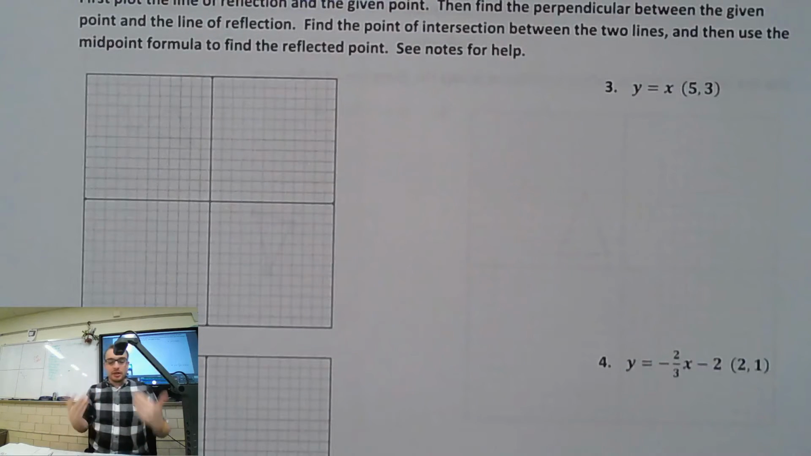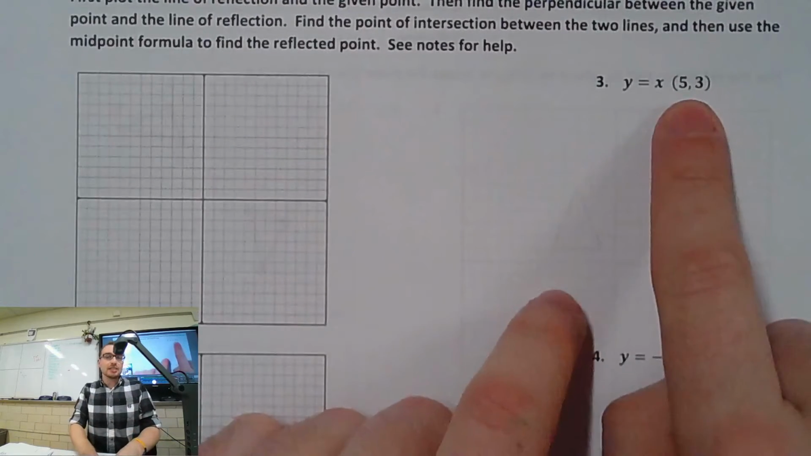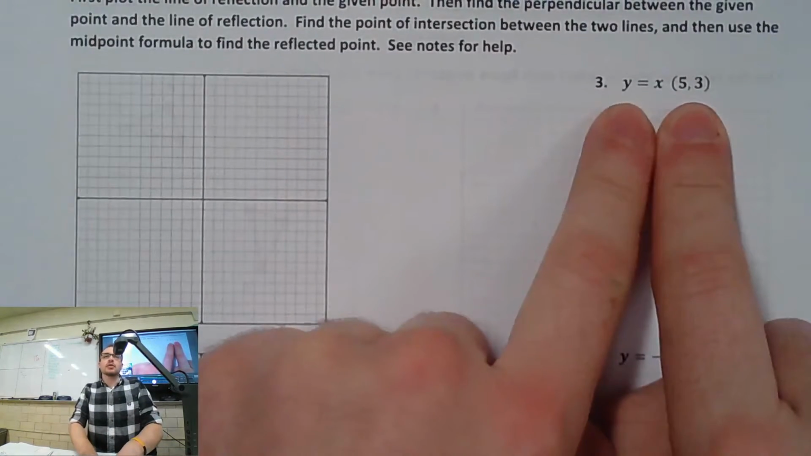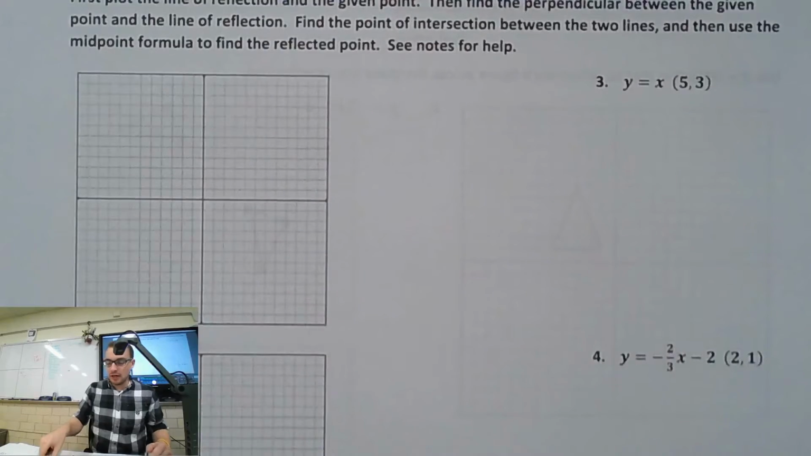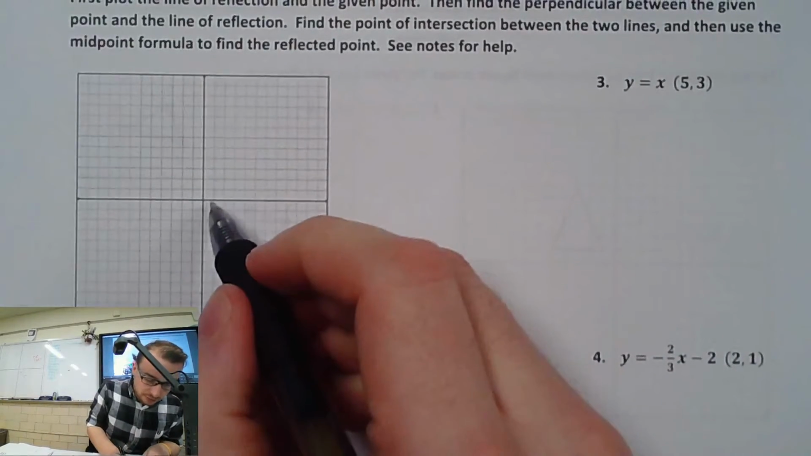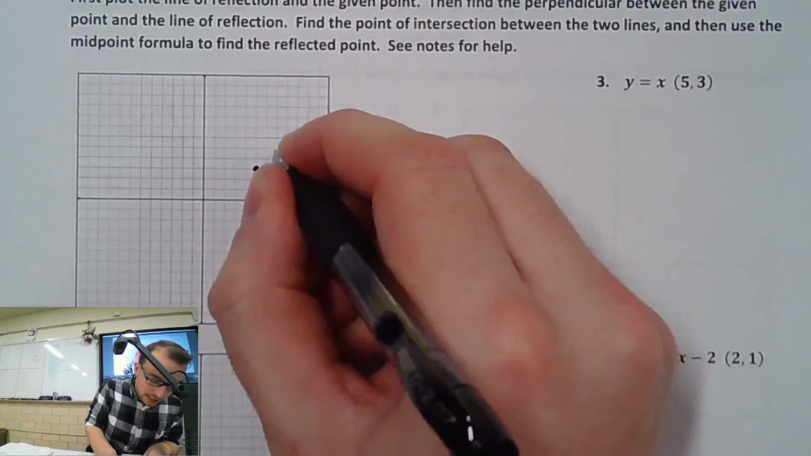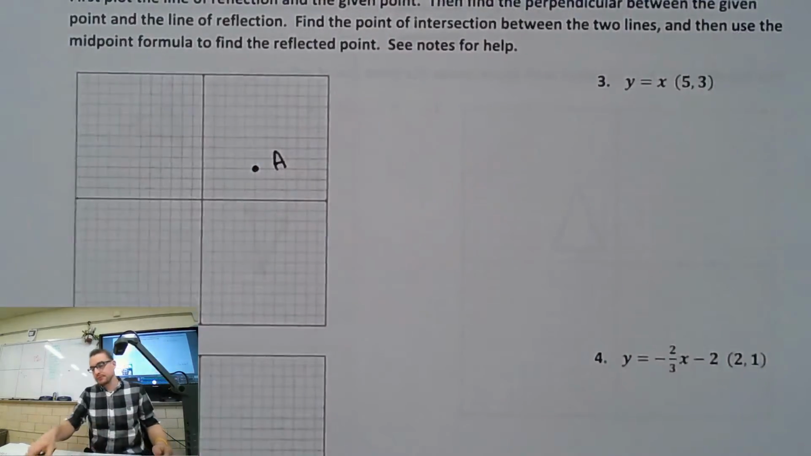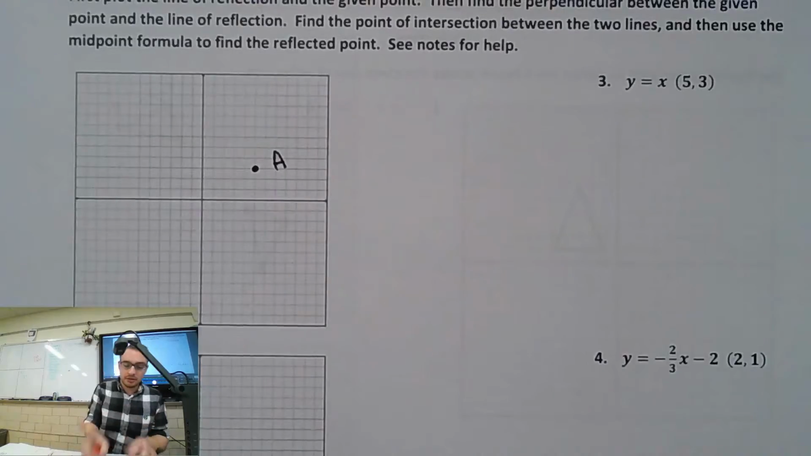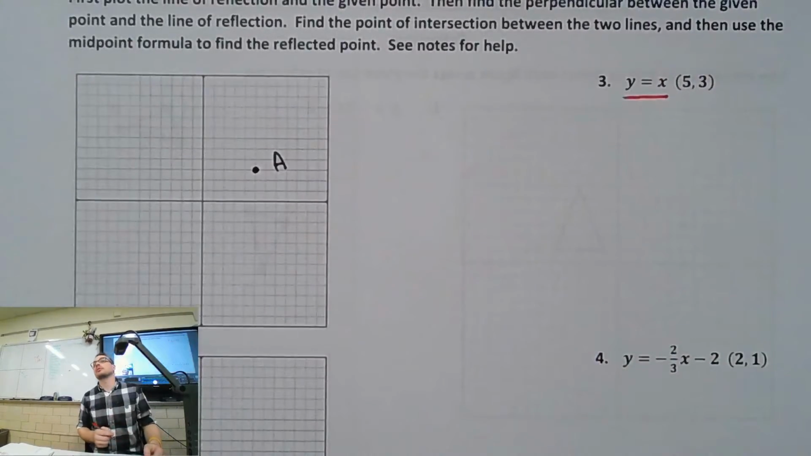So, what we're going to do is they want us to take this point, 5, 3, and flip it over that line. So first off, I'm going to draw the point. It's 5, 3. 1, 2, 3, 4, 5, and up 3. I'm going to call that point A. Again, this should feel familiar. We did this before. And if you weren't here, great. Y equals x is the line we want to flip it over.